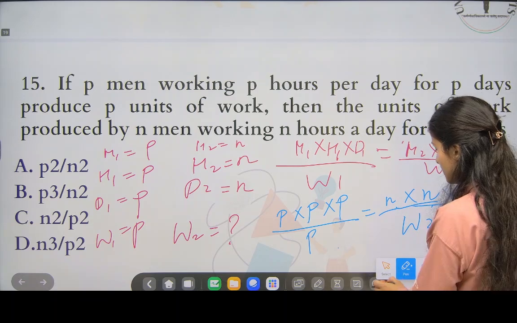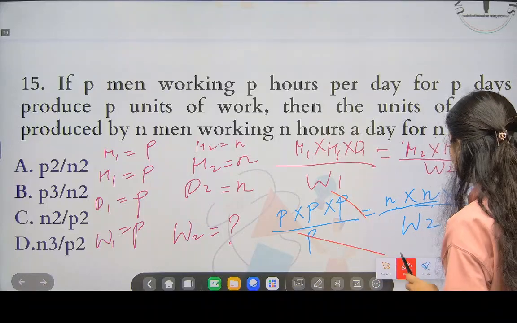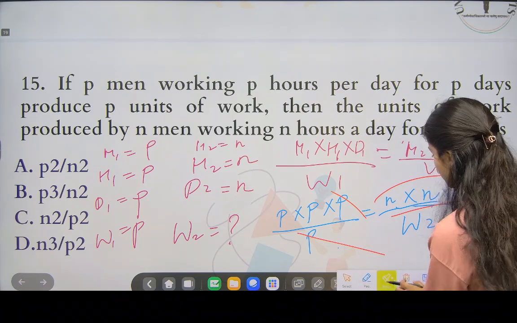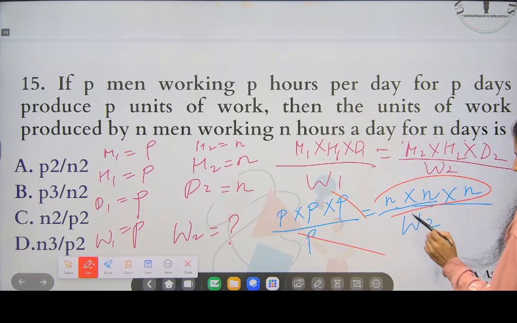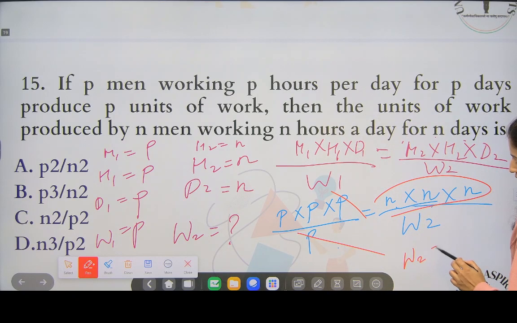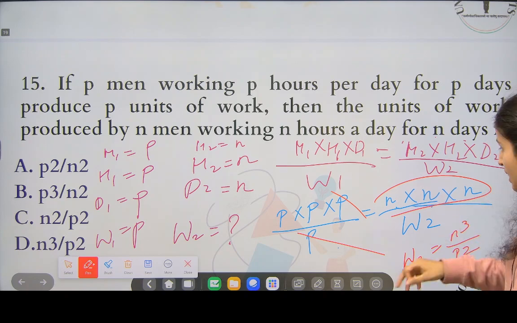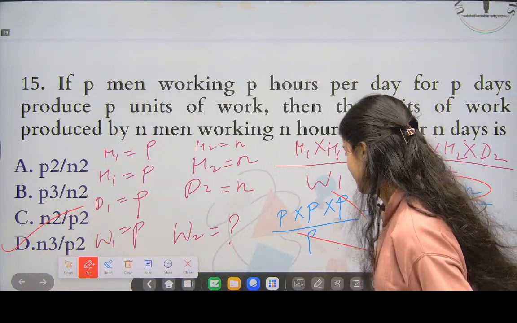Right. Now see, this P and this P will get cancelled, numerator and denominator. No problem. Now what is this? N cube. So what you can write this as? P square. Yes, this W will go there, meaning work will go there. N cube upon P square. So what will be the work done by n men? N cube upon P square. Yes, option D. Understood? Yes. Chalo.